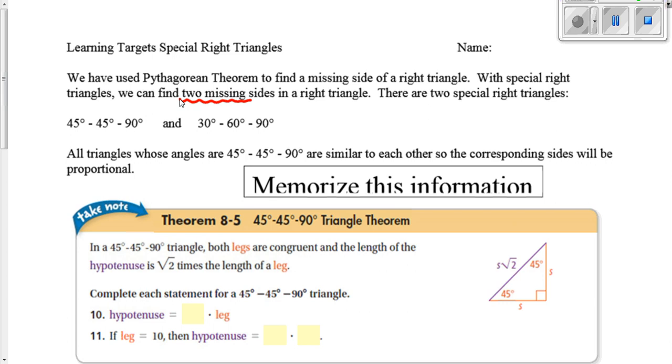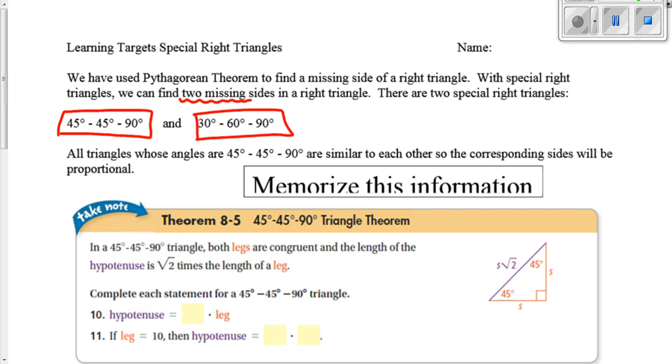A couple things to notice. One, they both have a 90-degree angle in them because we are still talking about right triangles. The second thing to notice is that in both of these, the angles add up to 180, because all three angles in a triangle have to add to 180. So we're obviously sticking to that fact. Let's talk 45, 45, 90 first.